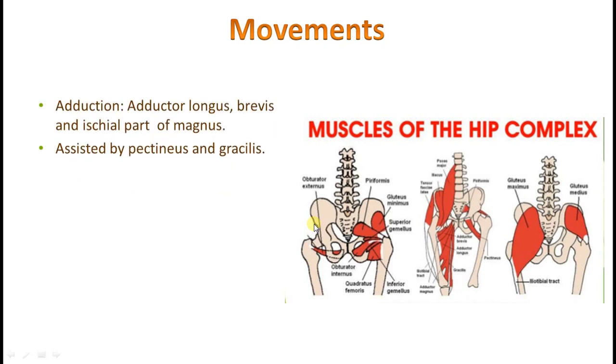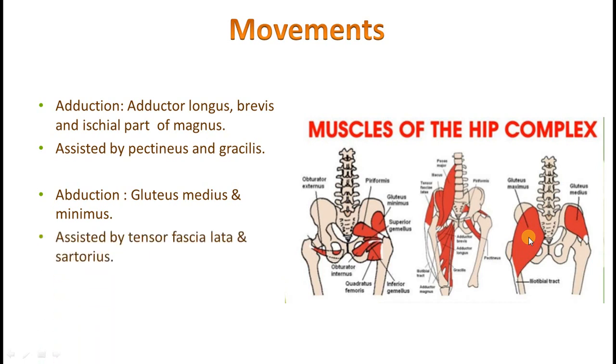The main muscles which bring about adduction are the adductors: adductor longus, gracilis, pectineus, all those, and the ischial part of adductor magnus. Abduction is mainly by gluteus medius and minimus. The prime abductors are gluteus medius and minimus, assisted by tensor fascia lata and sartorius.